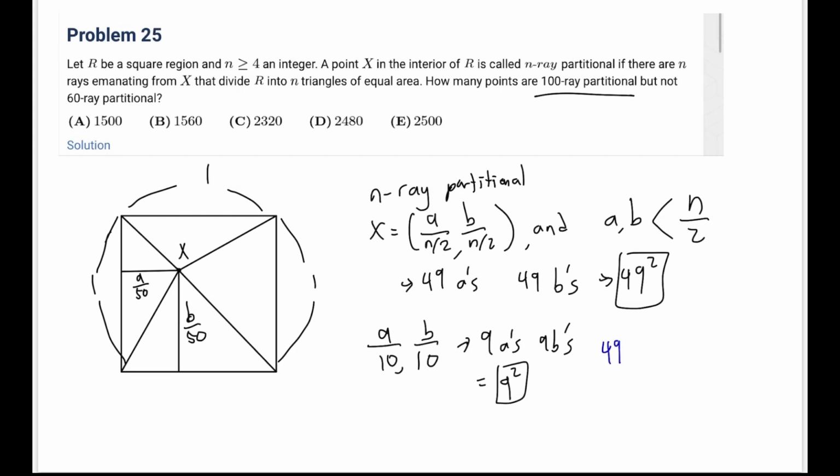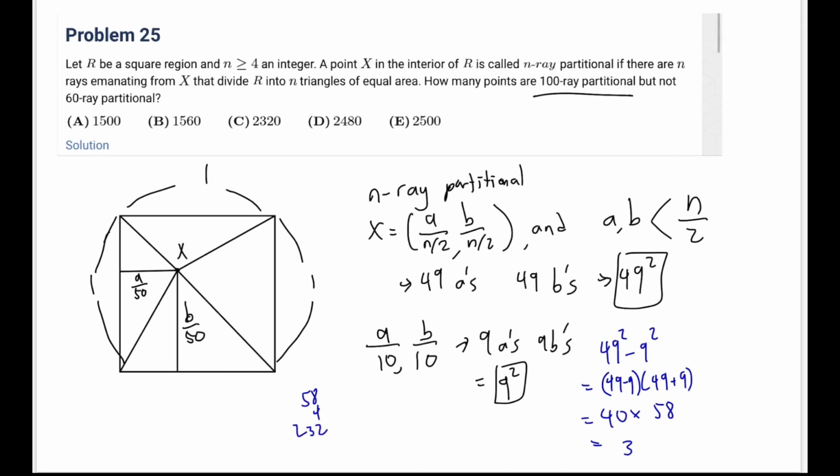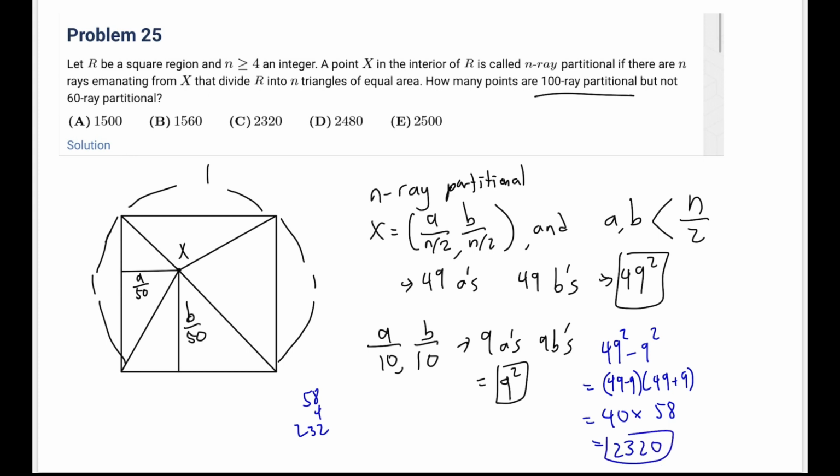So we've got 49 squared minus 9 squared, which equals 49 minus 9 times 49 plus 9. This is 40 times 58. 58 times 4 is 232, so it's 2320. The answer is C. And that was problem number 25, and thank you for watching.